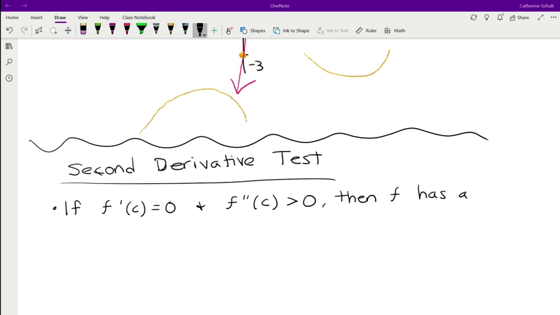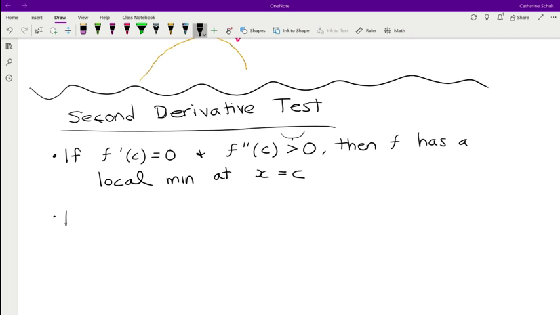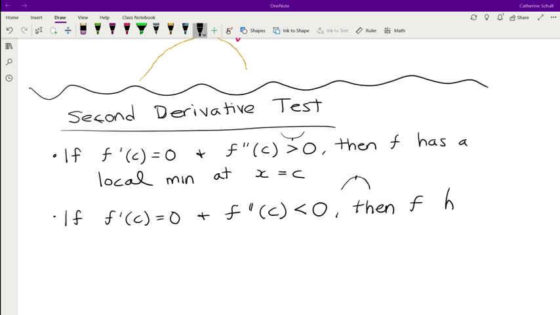has a local, let's see, if we're greater than 0, it means we're concave upward. So we're a bowl like that, we're happy face. We're facing the sky. So at that point right there, that would be a local min. Okay, and then if we have the same scenario, but the double derivative is negative, right? So we're concave down like that. Well, now that point right there, where the derivative is 0, is a local maximum.